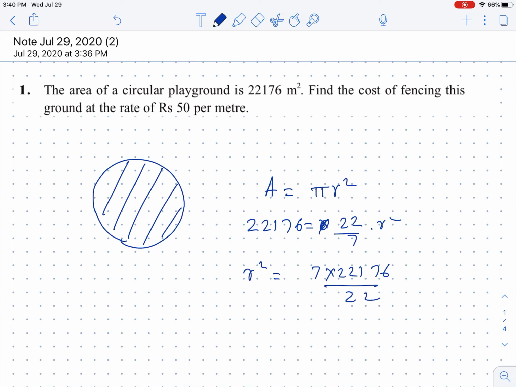22176 divided by 22. This is 7056, and if we take the square root of this, it will be 84. The radius of this part is 84.